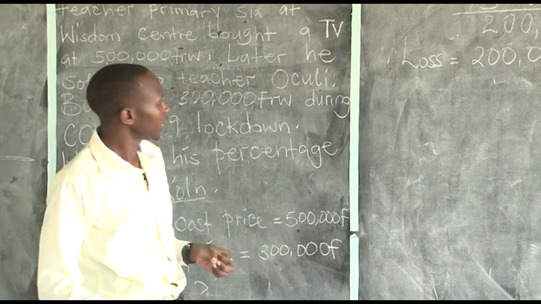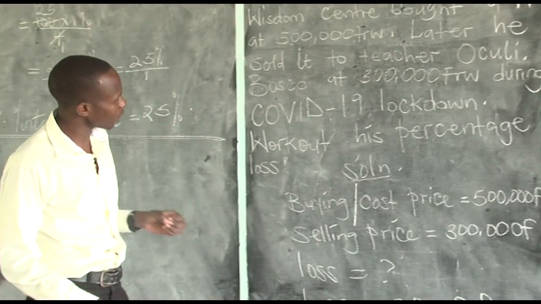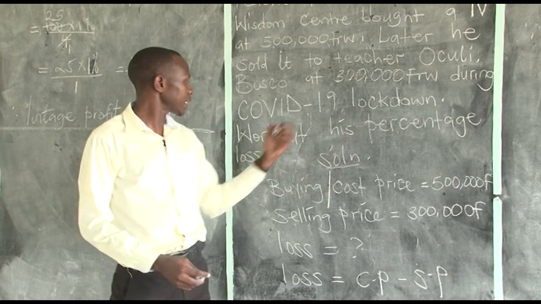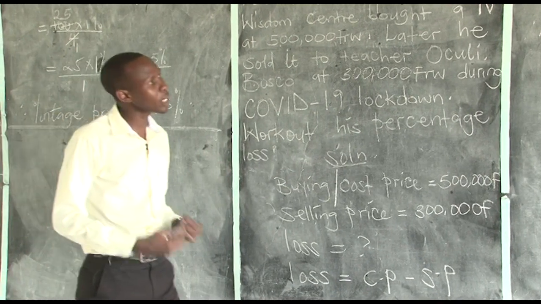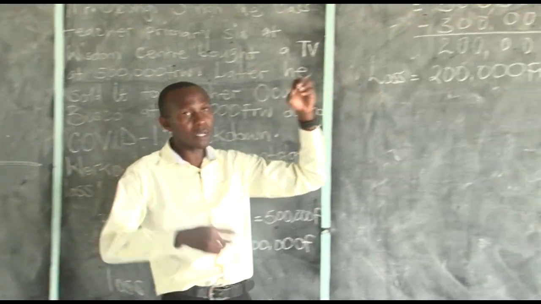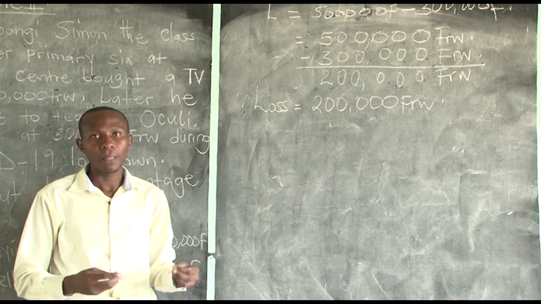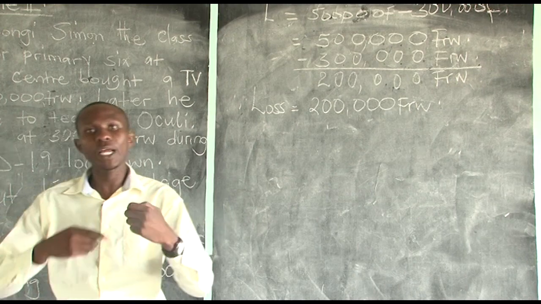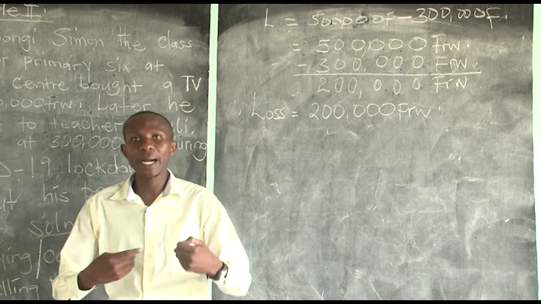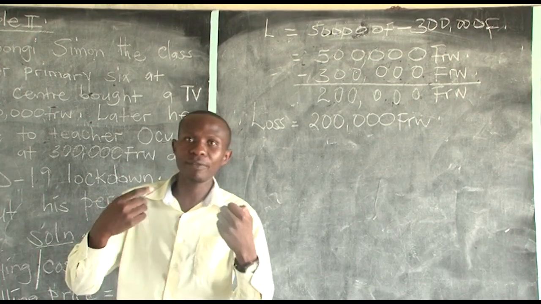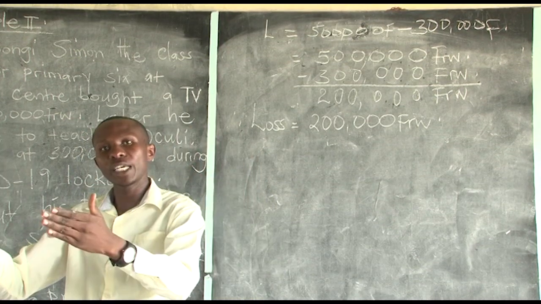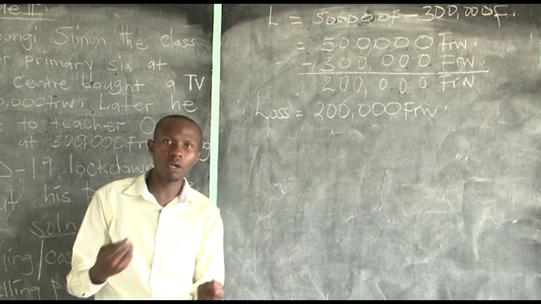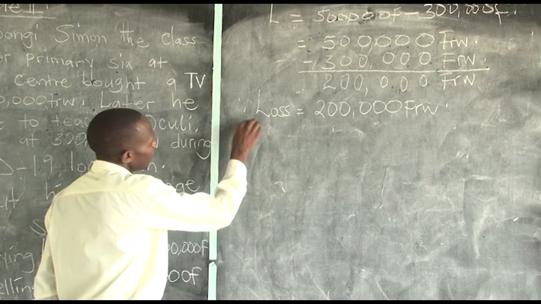It depreciated by that amount is what we are referring to as loss. Then from there, let's go back to our question. What did it want us to do? The question is asking us to work out his percentage loss. They didn't want us to find loss, but they wanted us to find the percentage loss. There is no way you can come out with percentage loss when you cannot tell how much somebody lost. Of course, you have to first identify the loss. Then after there, you are able to find the percentage loss.